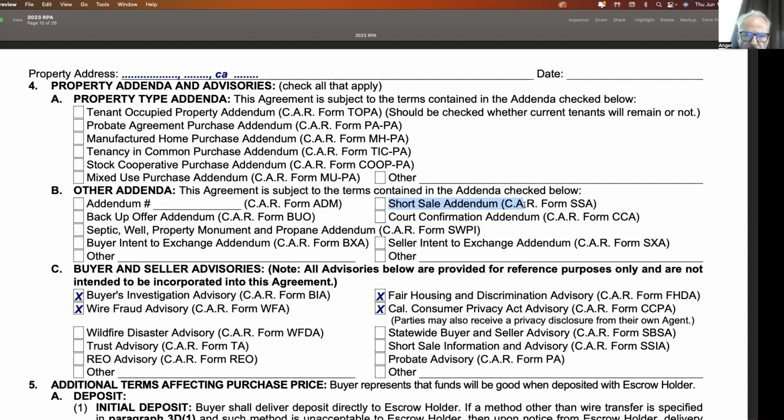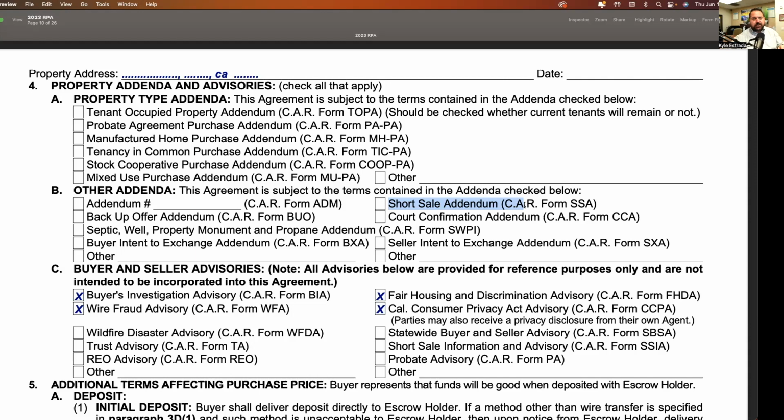Yes, Angel, go ahead. If it's a bankruptcy sale, do we need to include the court confirmation addendum? Yes, that would be the only time you would incorporate it, because a conservatorship or a probate are usually handled with the probate agreement purchase addendum. Right. If it's just a bankruptcy sale that the court has to confirm, then yes, you would incorporate that court confirmation addendum. Thanks.